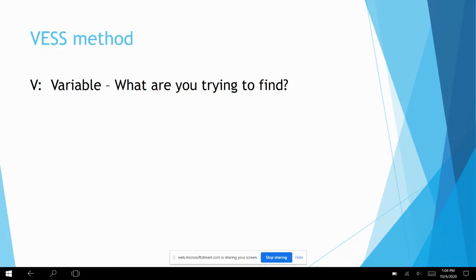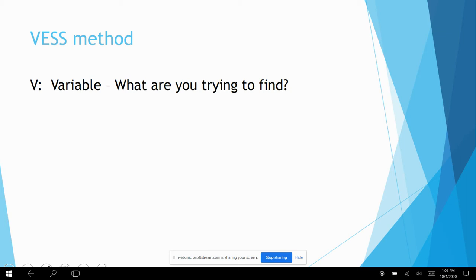Today we are going to talk about solving word problems and equations using something we like to call the VESS method. So VESS is an acronym that we use to help us remember what steps we are going to be using to solve our equations and our word problems, and what we need to identify, what we need to write, and how we need to present our answer.